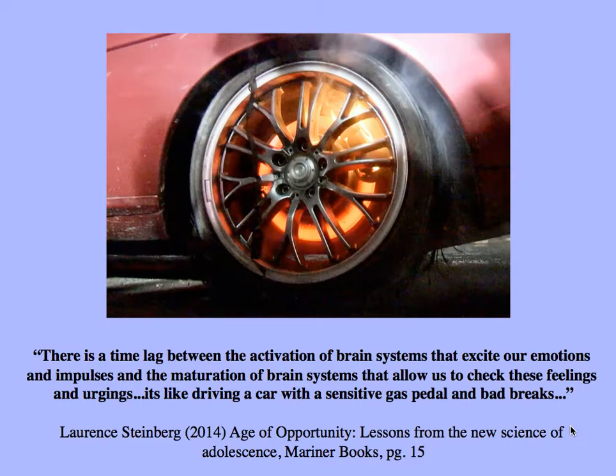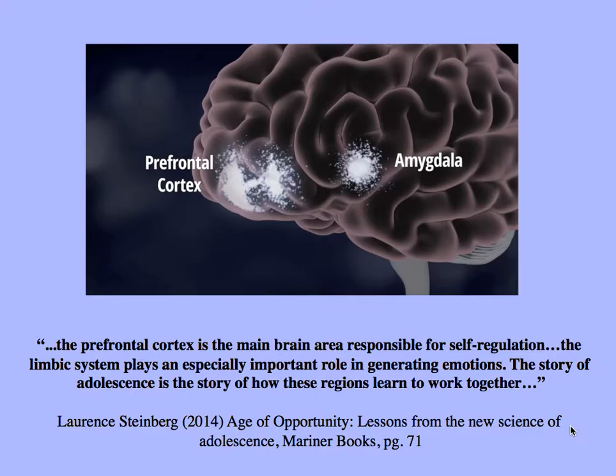So our brain is literally designed in this dialectic way of having a response at the amygdala level, and then having these very thoughtful, limiting, planful, organizational thought processes at the prefrontal cortex. So the prefrontal cortex is the main brain area responsible for self-regulation. The limbic system plays an especially important role in generating emotions. The story of adolescence, childhood, adulthood is the story of how these regions learn to work together.